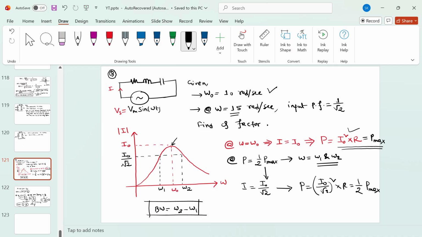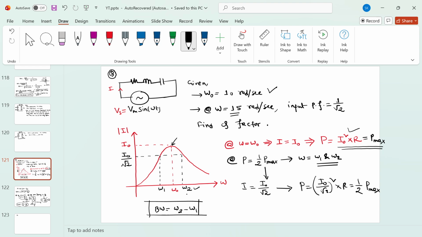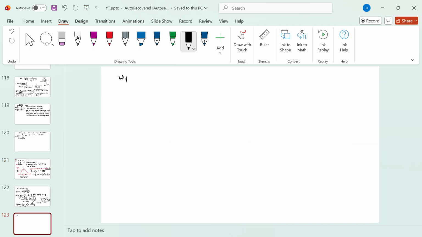Now at half power frequency, it is basically this frequency omega 2. Because 10 radian per second is the resonance frequency and omega 2 is 15. So omega 2 is given as 15 radian per second, and mod Z is simply root 2R, and power factor is simply 1 by root 2, right?